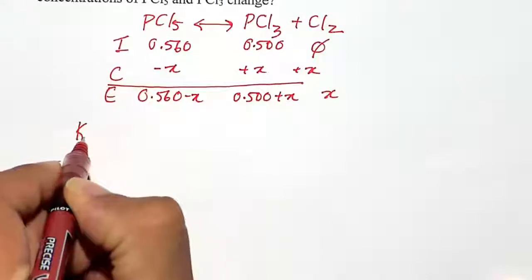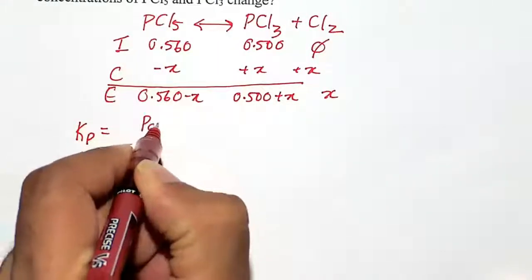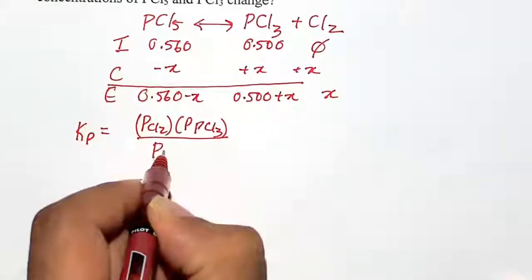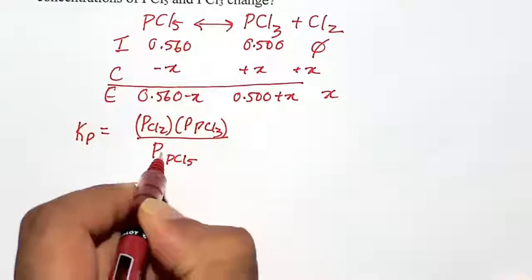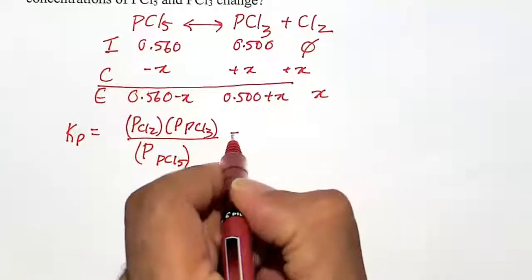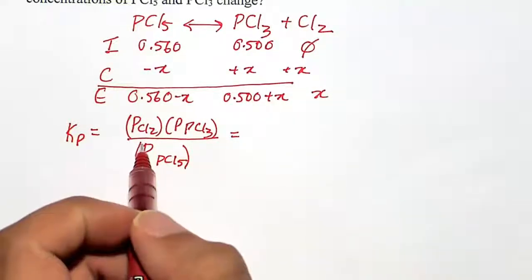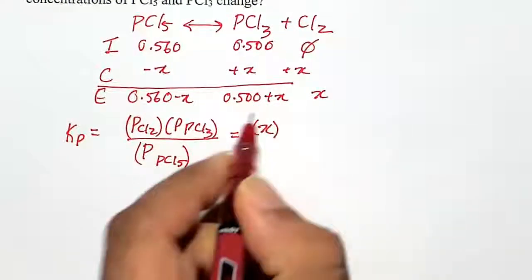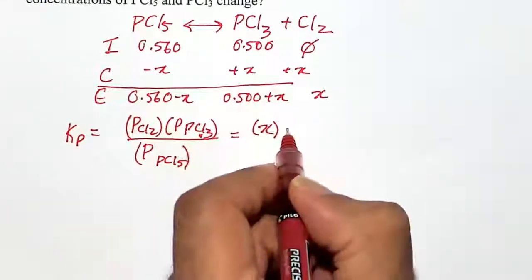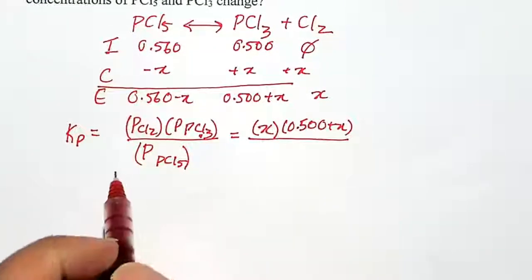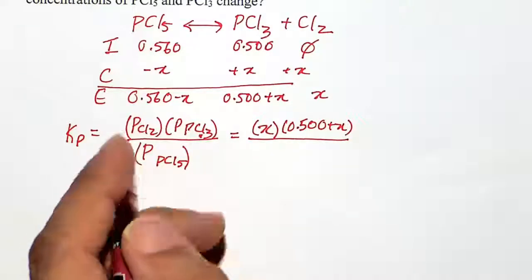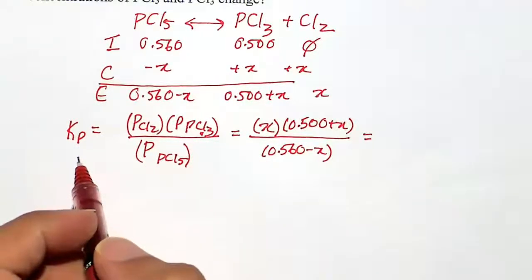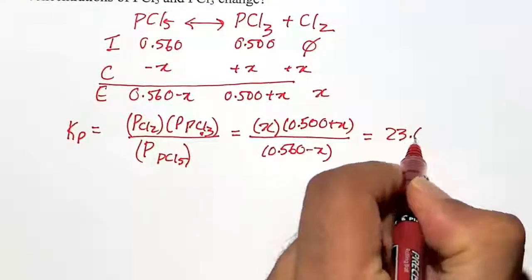Since we're given pressures, we'll call it Kp. It's going to be the pressure of Cl2 times the pressure of PCl3, that product divided by the pressure of PCl5. This is the law of mass action. Plug in our equilibrium pressures. Our equilibrium pressure of Cl2 is going to be x. Equilibrium pressure of PCl3 is going to be 0.500 plus x. Equilibrium pressure of PCl5, the reactant, is 0.560 minus x. All of that has to equal Kp. The Kp in this problem is 23.6.